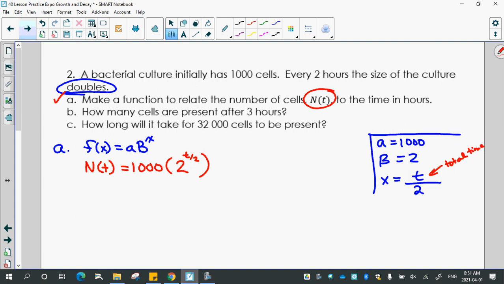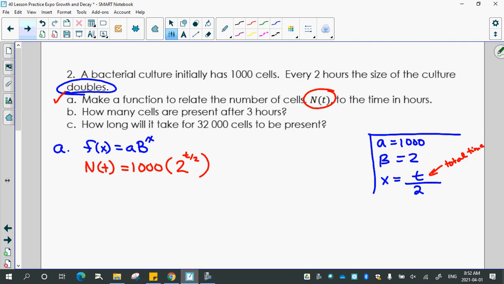Make a function to relate the number of cells n at t to the time in hours. Done. Okay? Still an exponential function. It's just got more information in it. Right? It's got all my initial value, my base, and the time for one growth period.